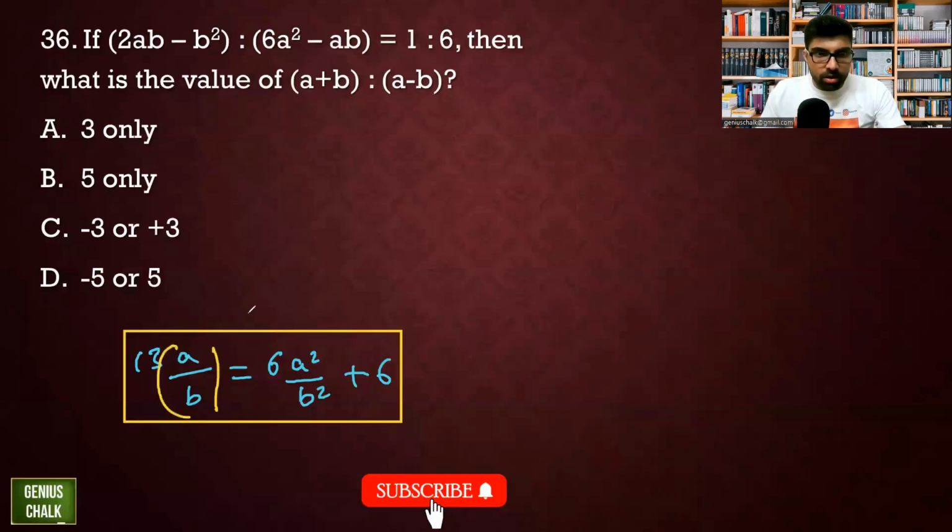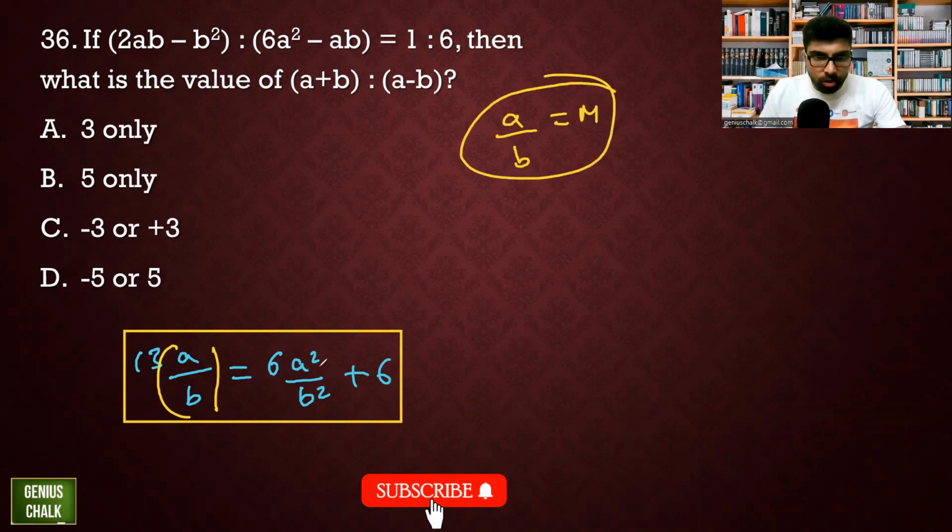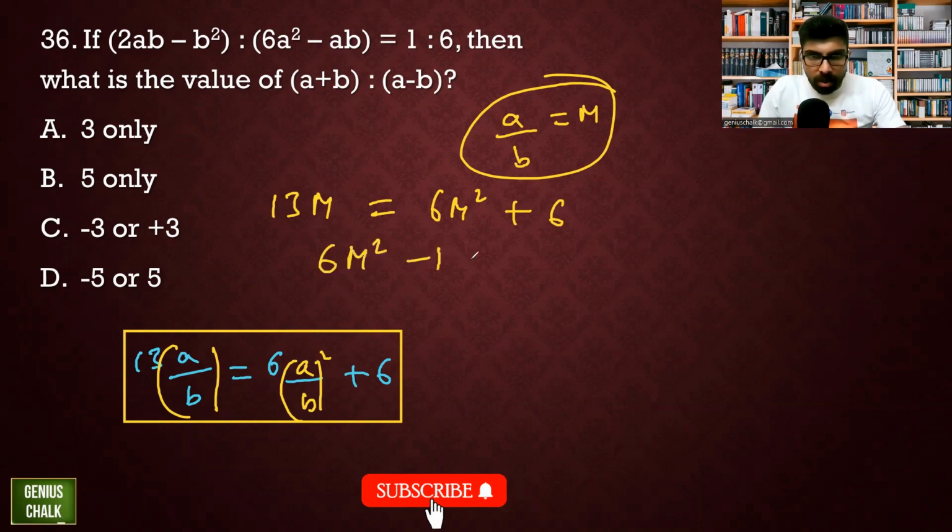So now I can solve this. Let's take a by b as m and find the value of m. Because you know a square by b square can be written like this: a by b whole square is a square by b square. So write it. This is 13m is equal to 6m square plus 6. Now just solve for m. So this will be 6m square minus 13m plus 6, this 13 has come over here, equal to 0.